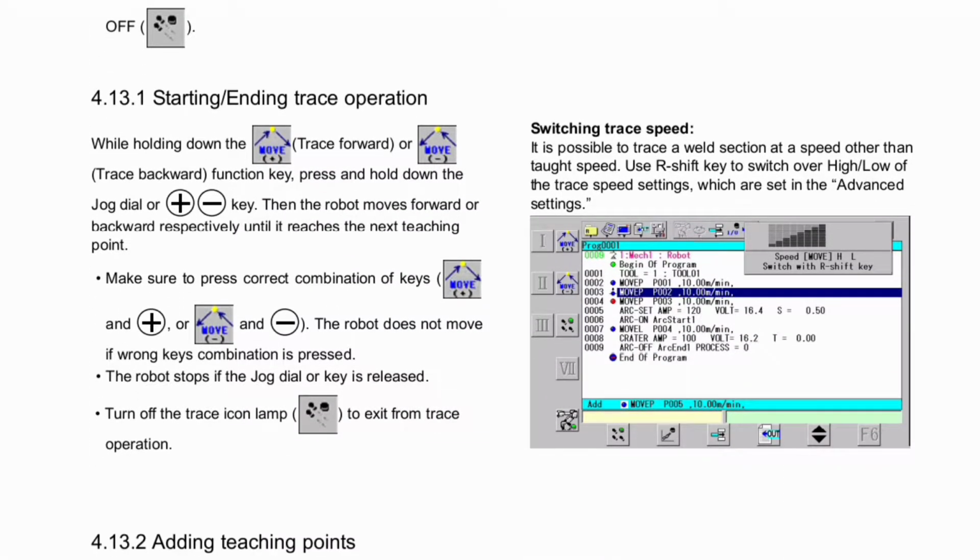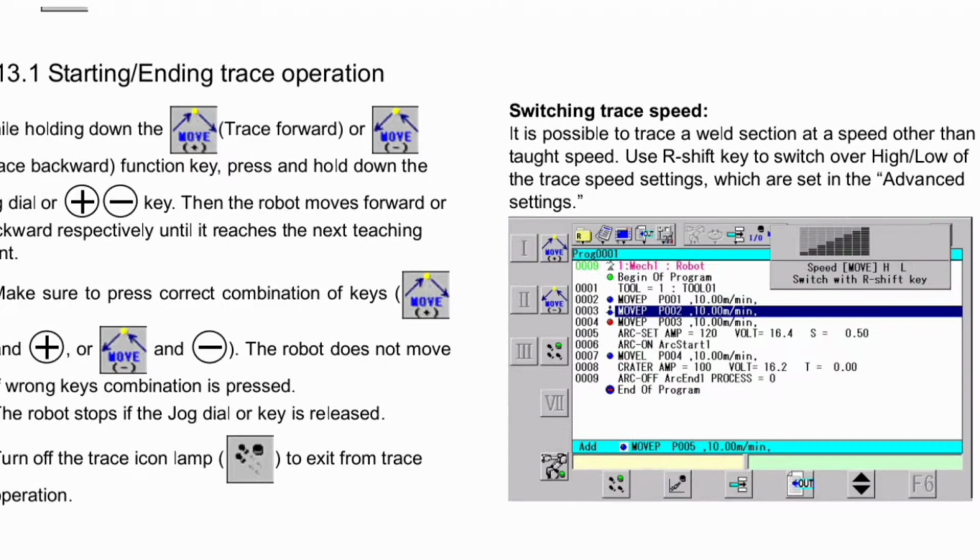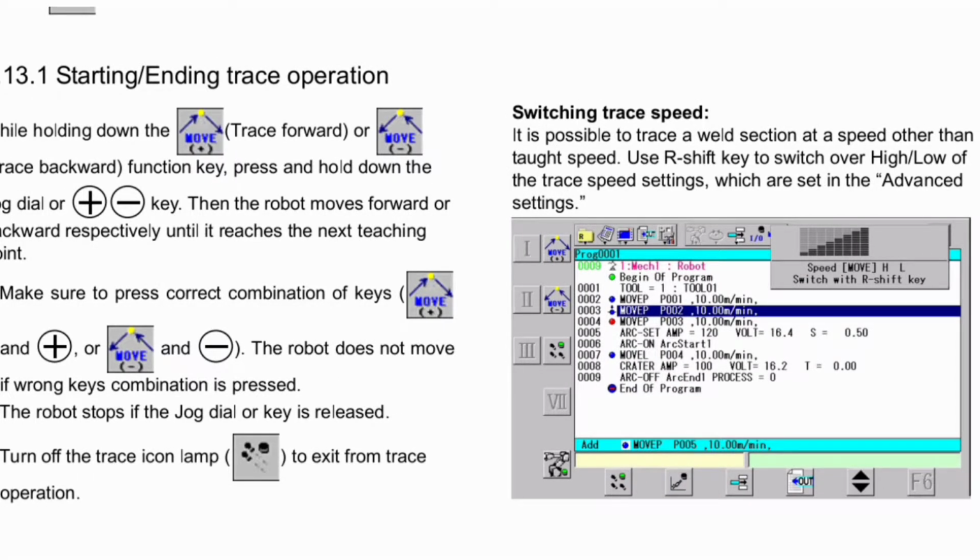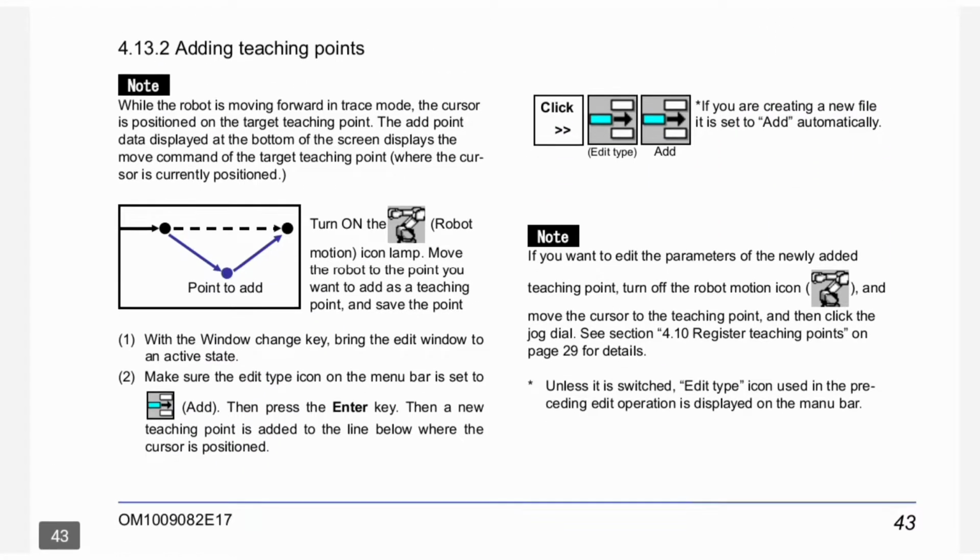Now here you can see switching trace speed with a diagram. It is possible to trace a weld section at a speed other than the taught speed. Use the R shift key to switch over high or low of the trace speed settings, which are set in the advanced settings.